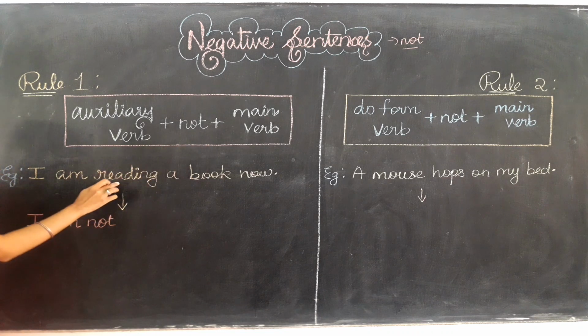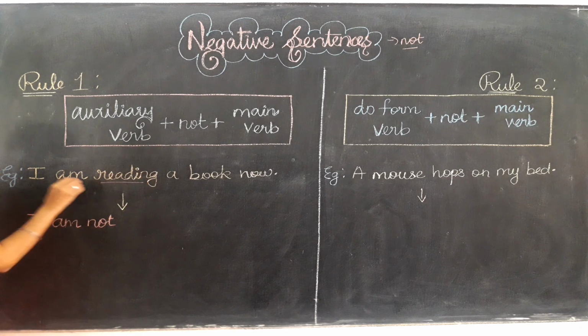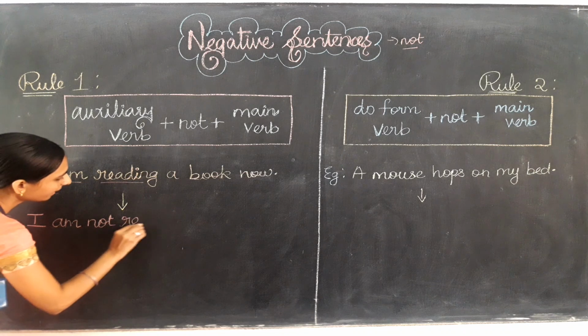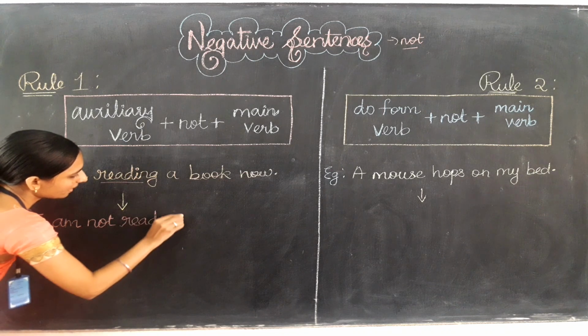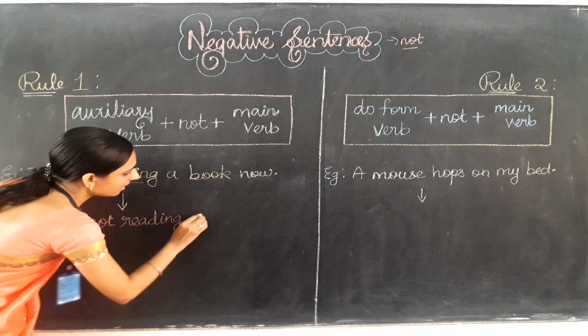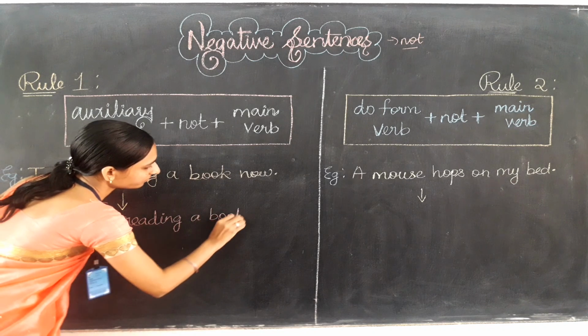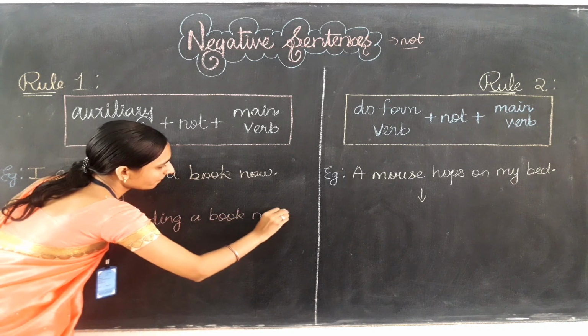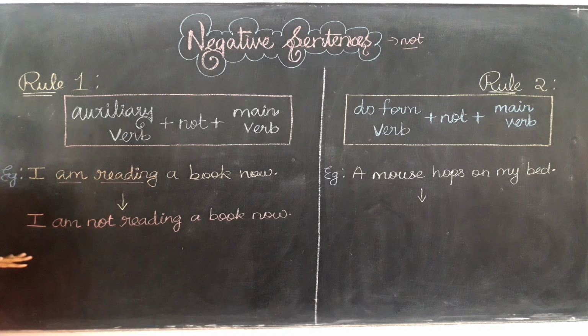Main verb. So here the main verb is reading and the auxiliary verb is am. So reading, I need to write reading a book now. See, now just read out this sentence. I am not reading a book now.